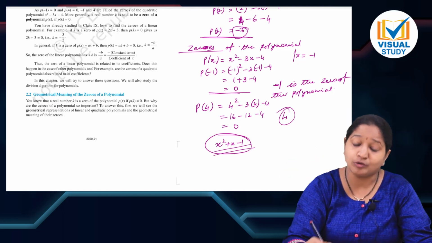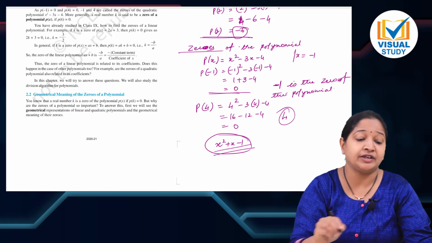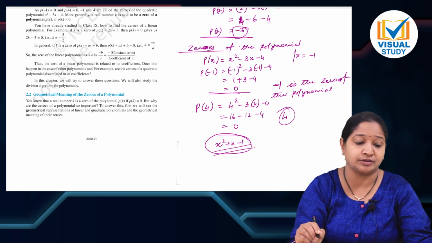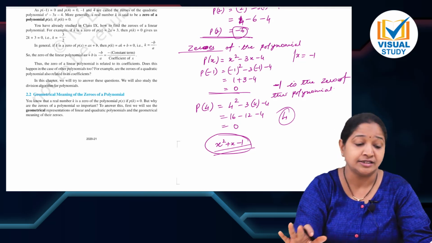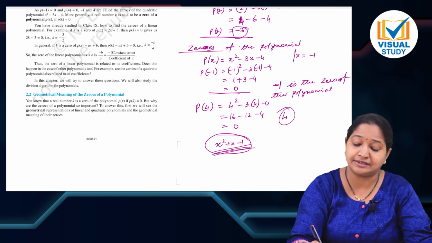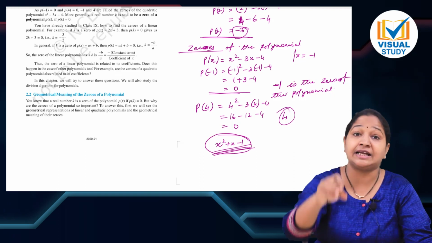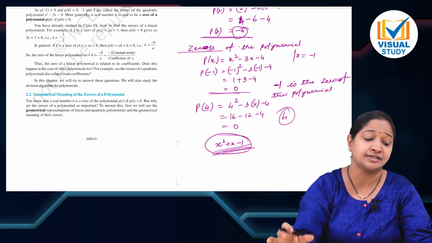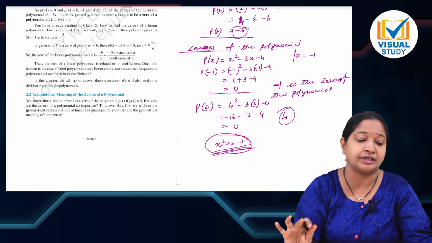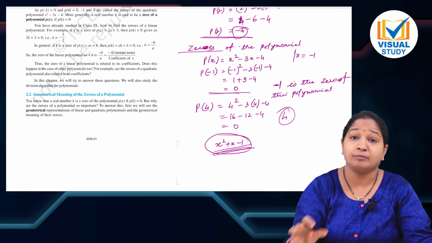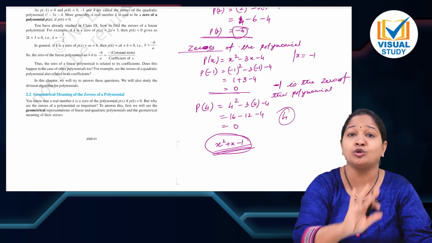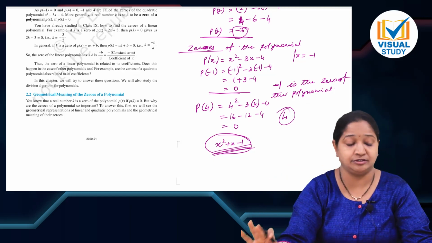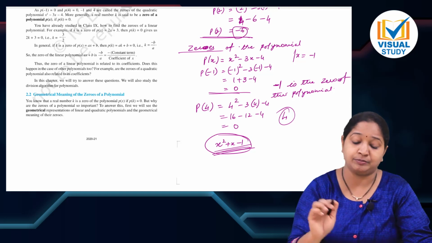But there are some quadratic polynomials where you cannot have two zeros. There exist some quadratics that do not have any real zeros. For example, this: x square plus x plus 1. Every quadratic polynomial can have at most two zeros, but there exists some quadratic polynomial which does not have any real zero. The example is this.